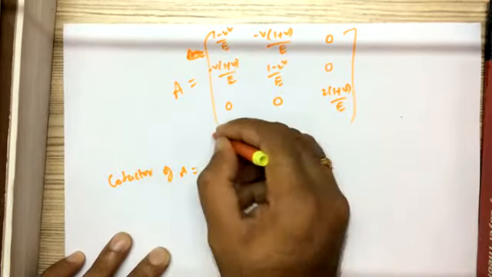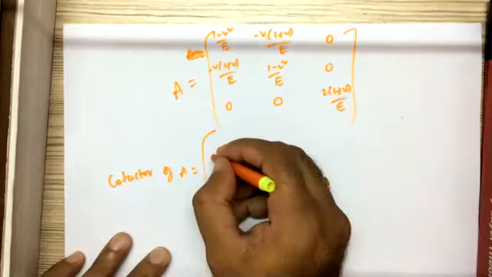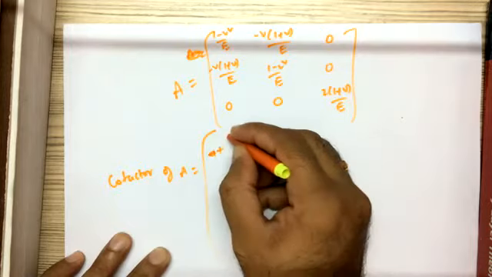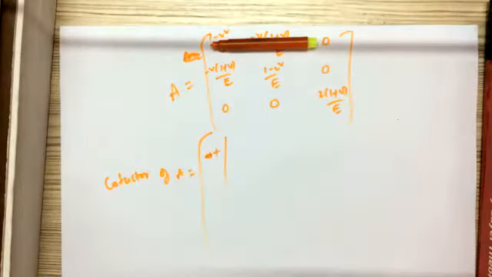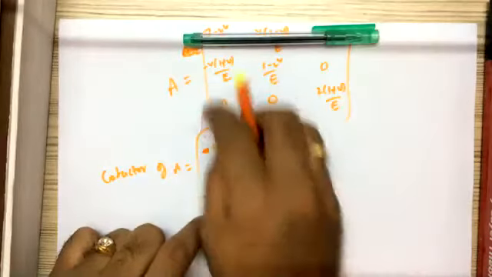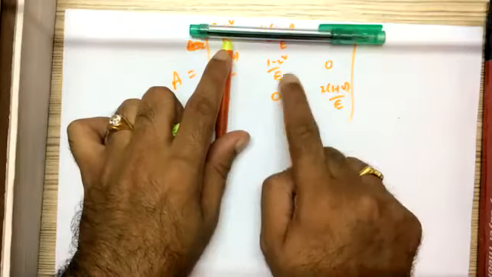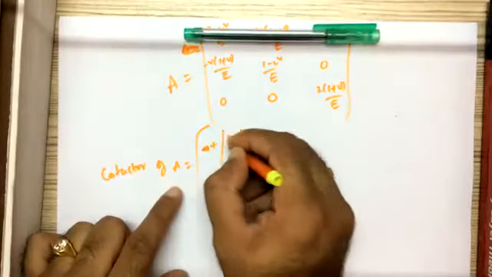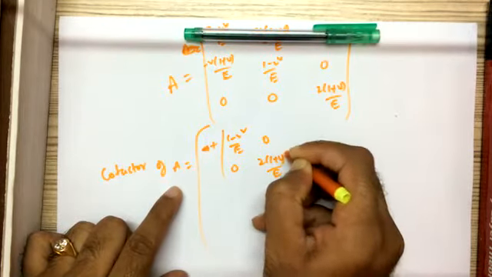of A. The first element is minus 1 whole power 1 plus 1, which is positive, right? So minus 1, no need to write all that, okay? You will get positive. What is the det? If I eliminate that particular row and column, what is remaining? 1 minus mu square by e, 0, 0, 2 into 1 plus mu by e.